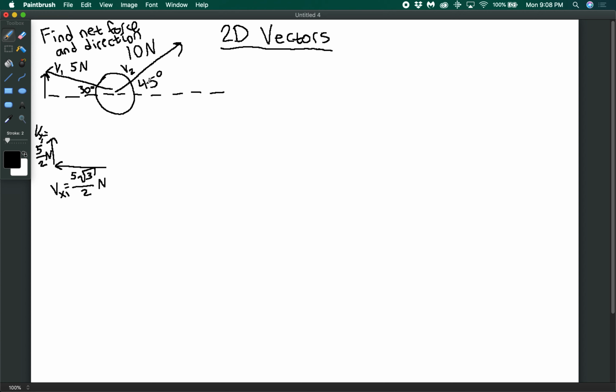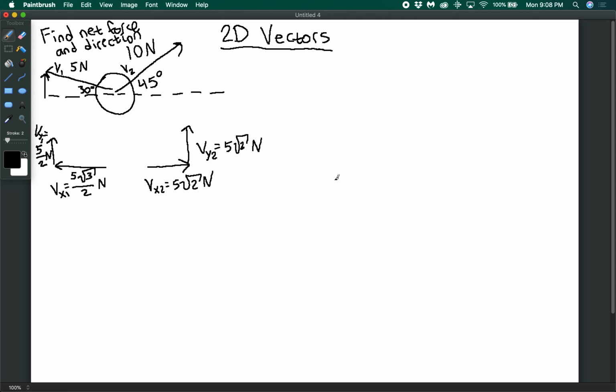And this one, both sine and cosine of 45 degrees is √2/2. So 10√2/2 is just going to be 5√2. So I can write this as one vector like this, where vx2 is 5√2, and vy2 is equal to 5√2 as well. And the units are newtons, of course.